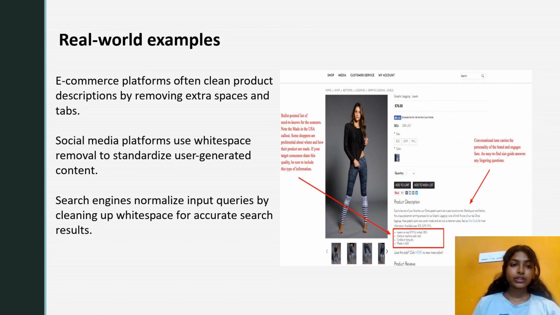Real-world examples. E-commerce platforms often clean product descriptions by removing extra spaces and tabs. Social media platforms use whitespace removal to standardize user-generated content. Search engines normalize input queries by cleaning up whitespace for accurate search results.